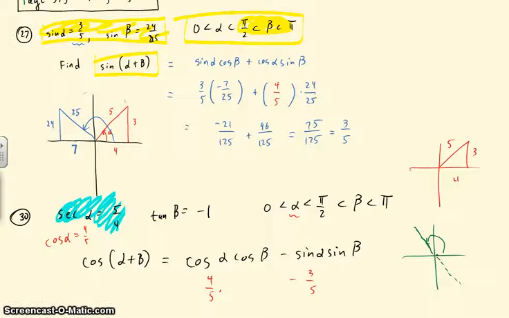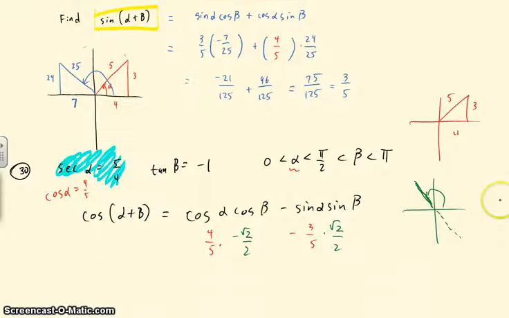So let's do the problem. The tangent is -1, and that's going to be a cosine of -√2/2 and a sine of +√2/2. So then we just have to finish the problem. So what do we get? -4√2/10 minus 3√2/10, and that's negative 7√2/10. So that would be the final answer for number 30.